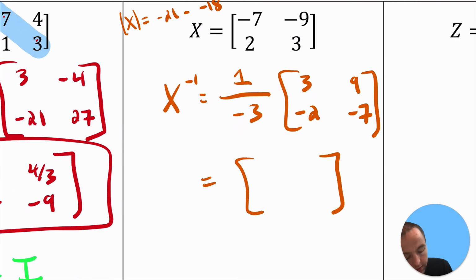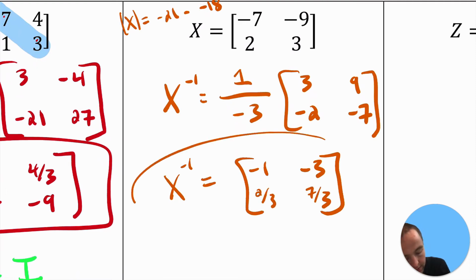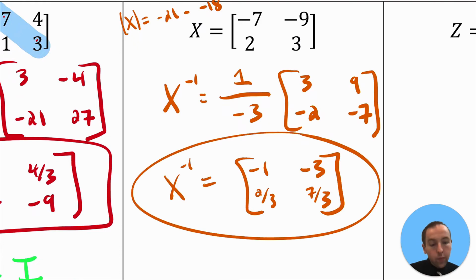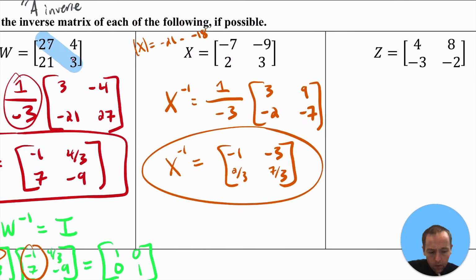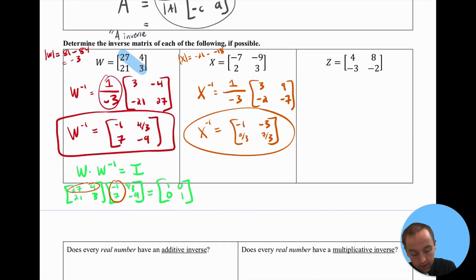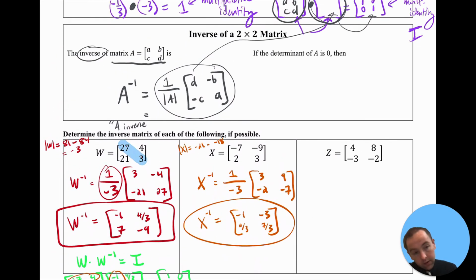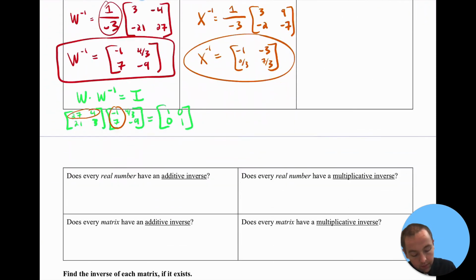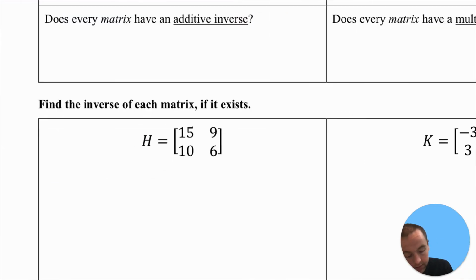So that turns out to give you x inverse is going to be -1, -3, +2/3, and +7/3. So that's the matrix that you need to multiply with x there. One interesting thing about matrices in trying to find an inverse is sometimes you won't be able to find an inverse for a particular matrix. You'll run into a problem with that. And so I want to exemplify that.